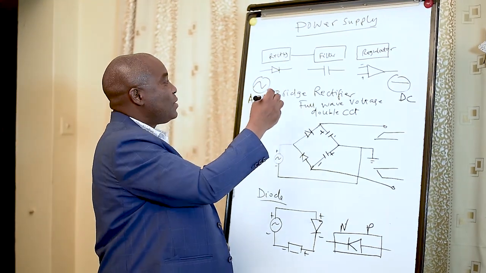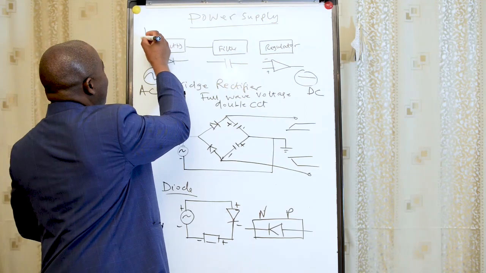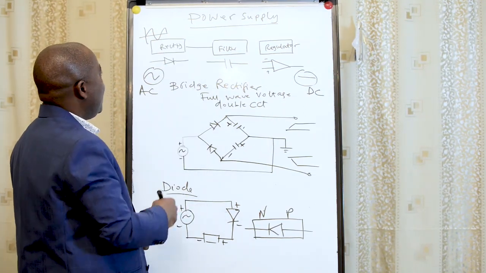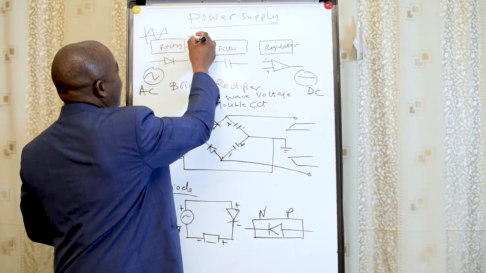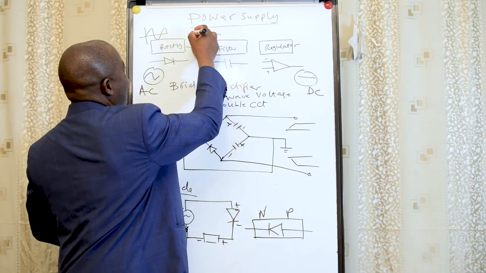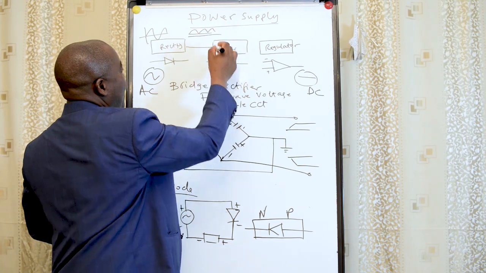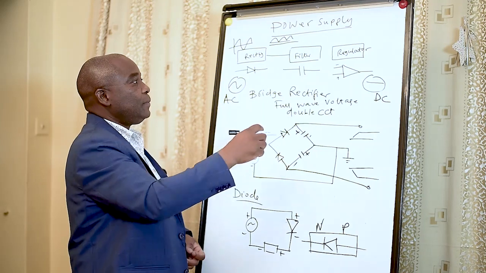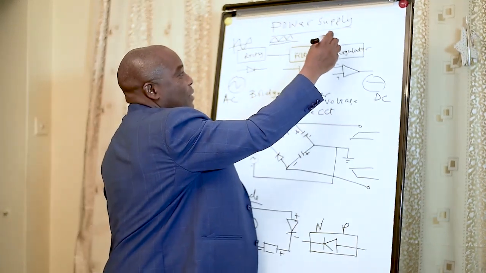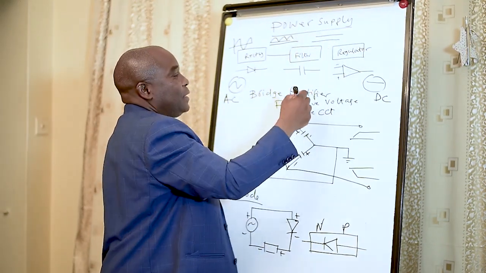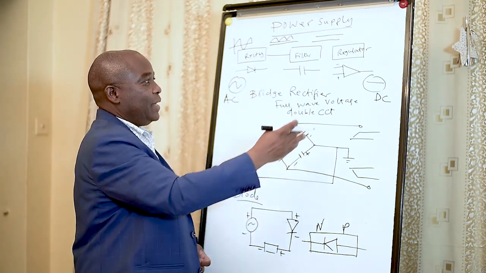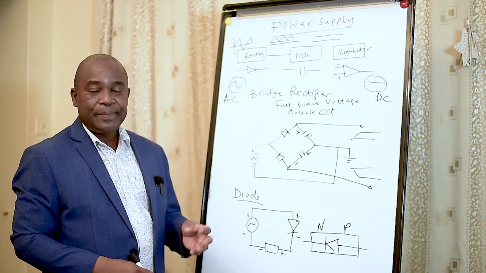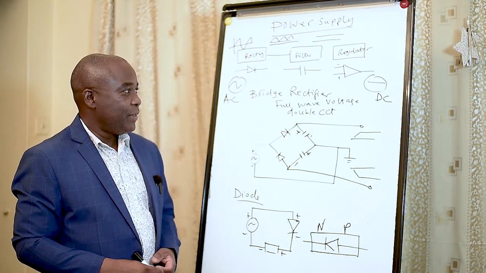The signal which is input is like this, a sine wave input. And after rectification, we'll get something like this one. And when we do filtering, we get a smooth output. And then we have a regulator which guarantees us to get the voltage we intend to get.